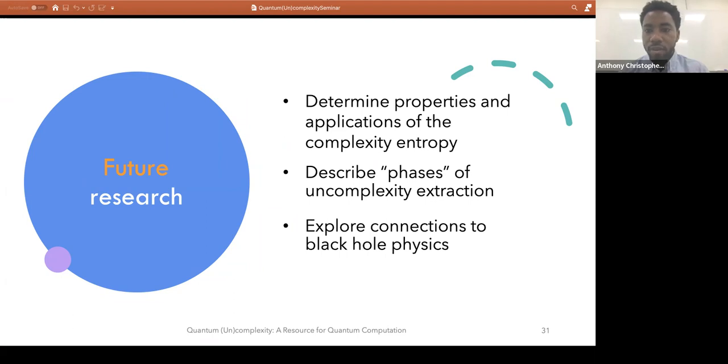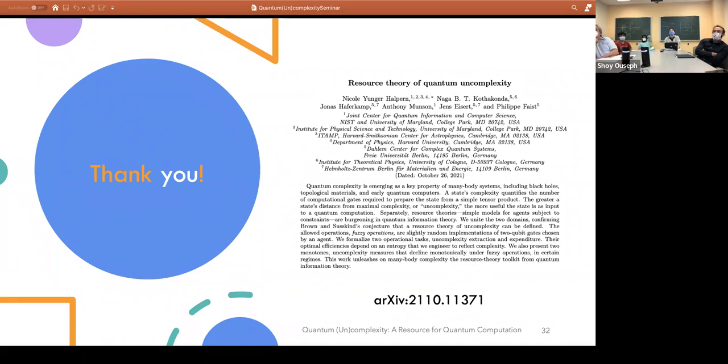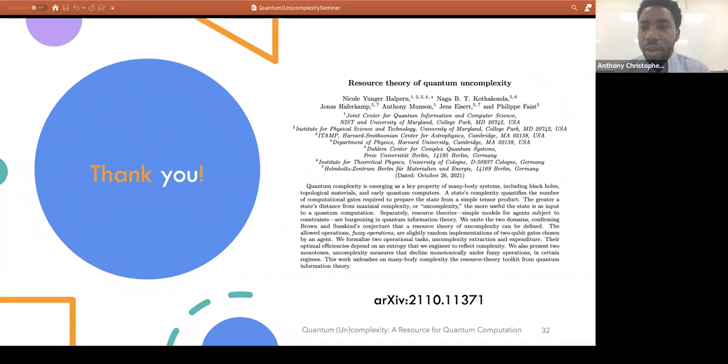You can see there are some interesting connections thinking about complexity, entropy, black hole physics, and phases of uncomplexity extraction that can be considered when looking at the different parameters R, epsilon, and eta discussed before. Thank you. This is the paper, Resource Theory of Quantum Uncomplexity, from which this work stemmed. Thank you.